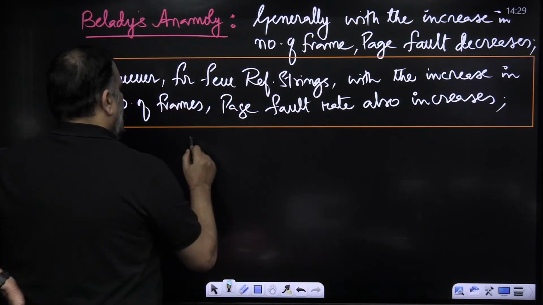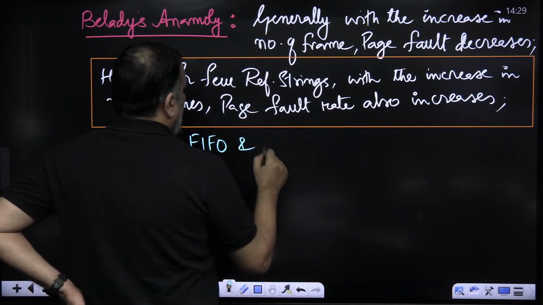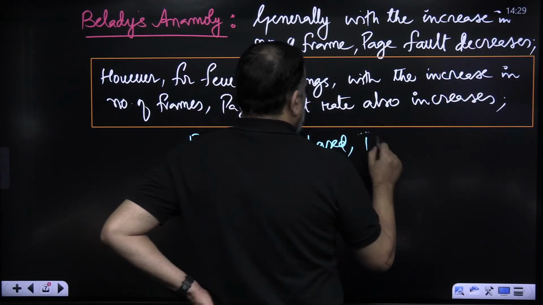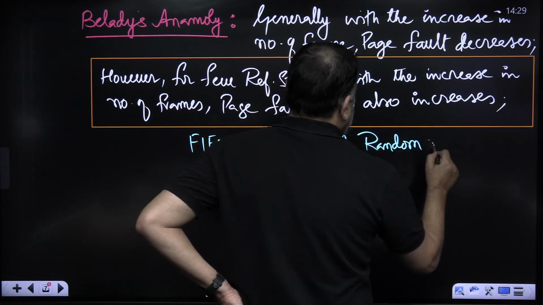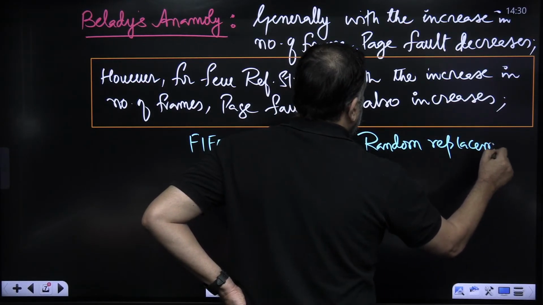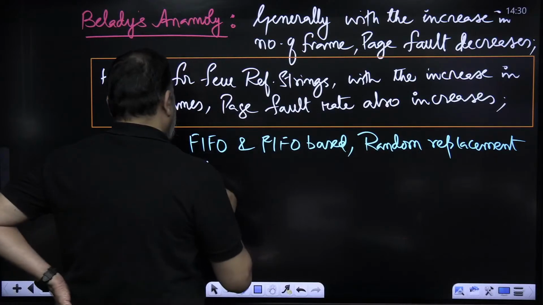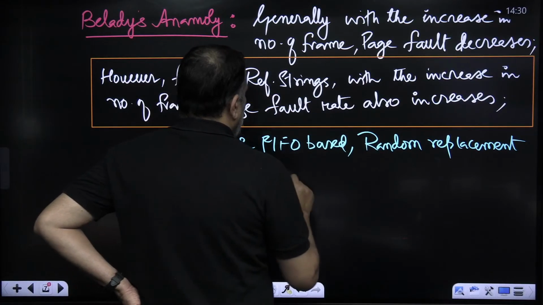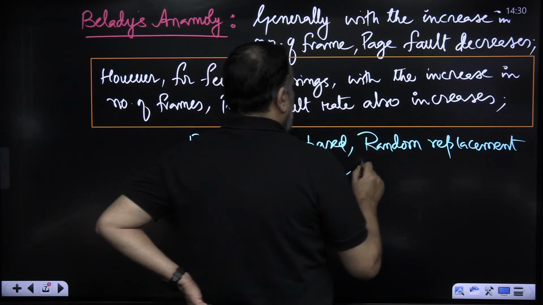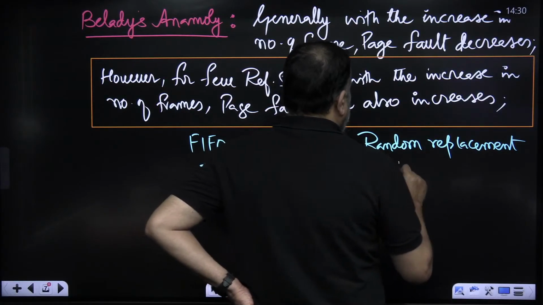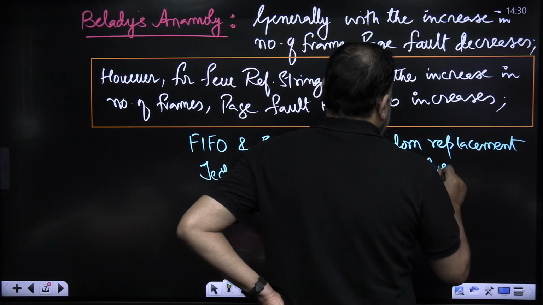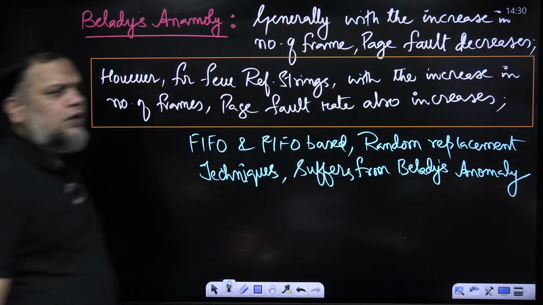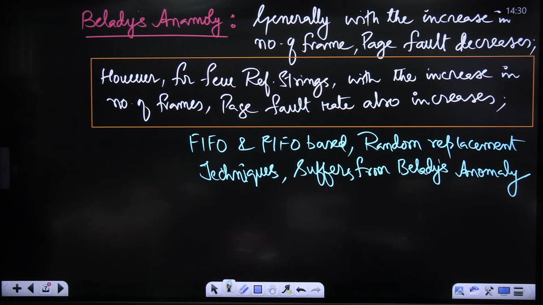एक और बात याद रखना है कि FIFO and FIFO based random replacement techniques suffer from Belady's anomaly. Only FIFO and FIFO based and random replacement are bound to suffer from Belady's anomaly.